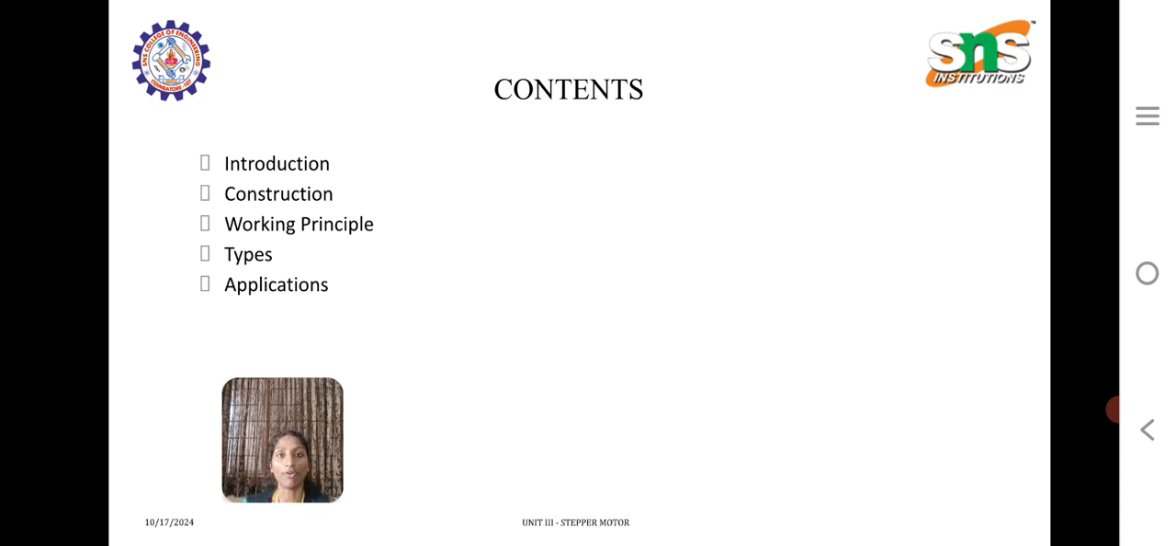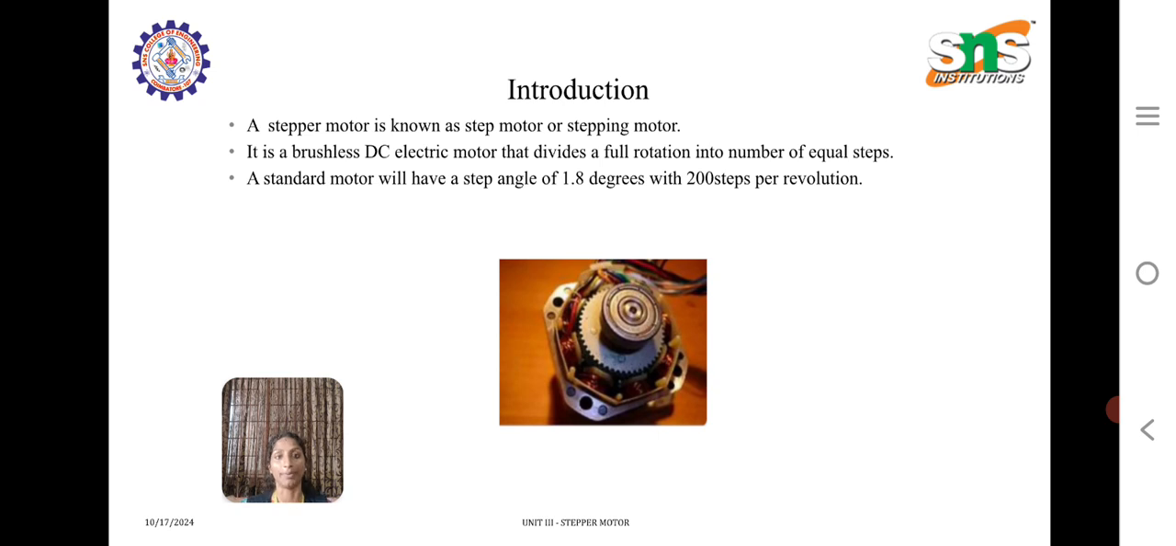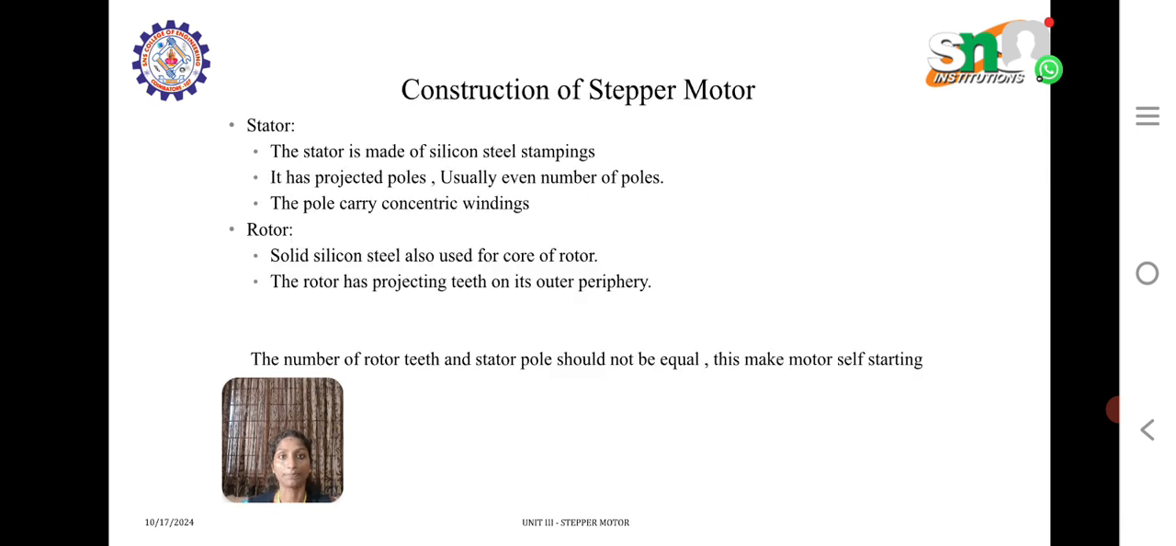As we have already learnt about the construction of PMBLDC and synchronous machines, now a stepper motor, it is also known as a step motor or a stepping motor. The picture shows the appearance of a stepper motor. It is a brushless DC electric motor that divides a full rotation into a number of equal steps. A standard motor will have a step angle of 1.8 degrees with 200 steps per revolution. So this is the basic introduction about the stepper motor.